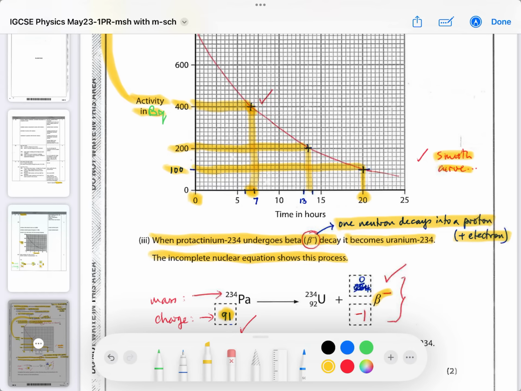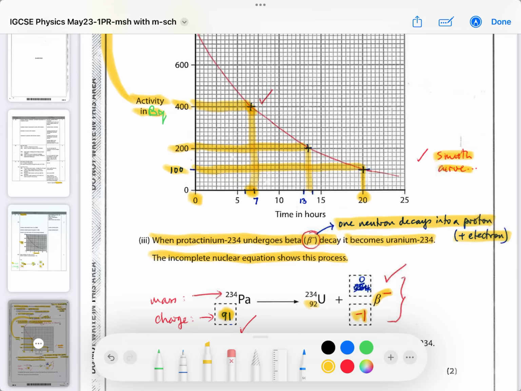So what I told you when we look at the mark scheme, it's got to be 91 on the left because we've got 92 in the uranium. Beta has a charge of -1, and this is the only decay where you get a negative number in the GCSE. Okay, so 92 minus 1 will leave 91 protons.